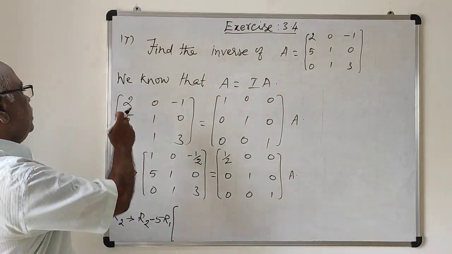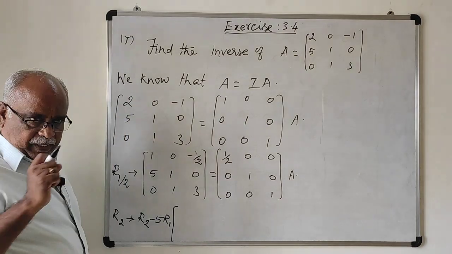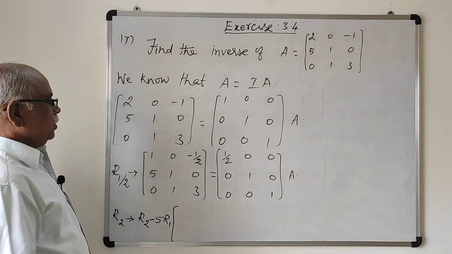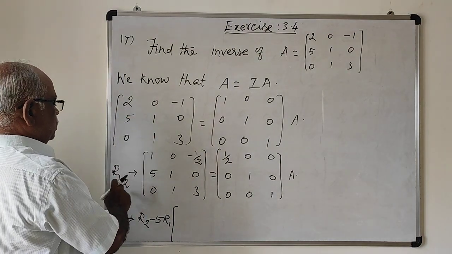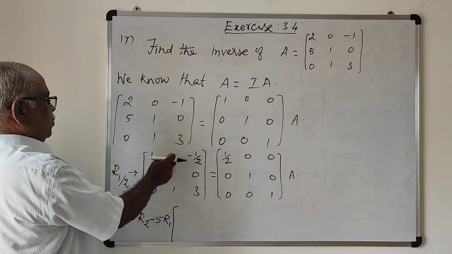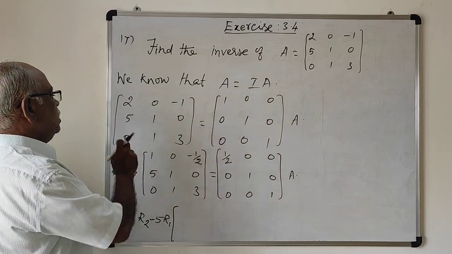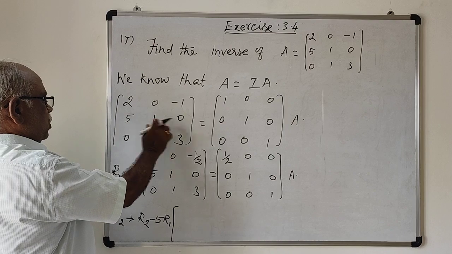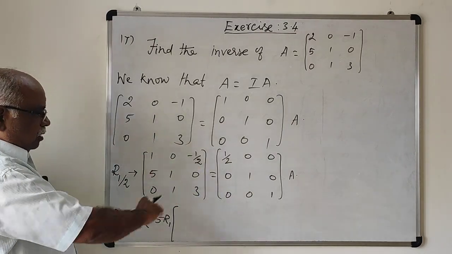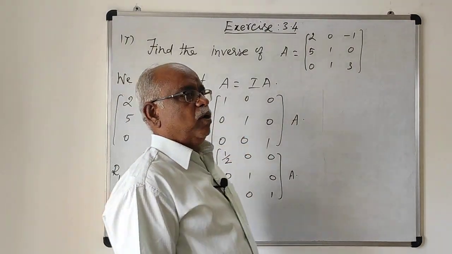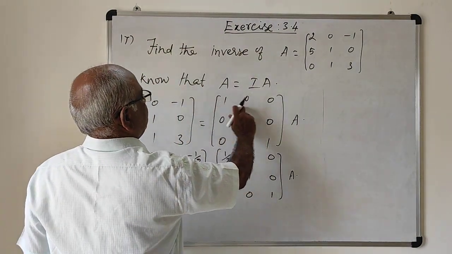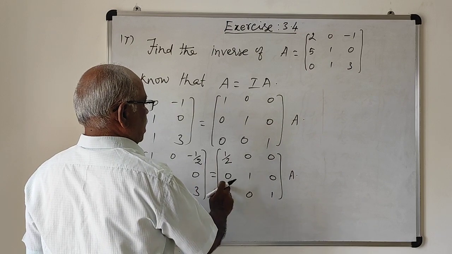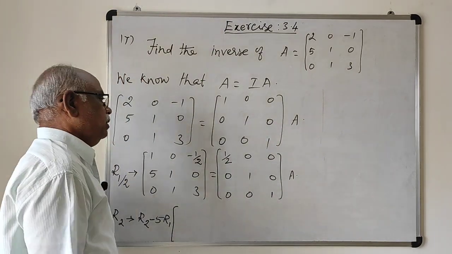First, we convert the first element to 1. For that, I am dividing the first row by 2. That is R1 by 2: 2 by 2 is 1, 0 by 2 is 0, minus 1 by 2. The remaining rows are as they are: 5, 1, 0, 0, 1, 3. The same operation should be carried out on the right hand side: 1 by 2, 0 by 2, 0 by 2, that is 0, and then 0, 1, 0, 0, 0, 1.